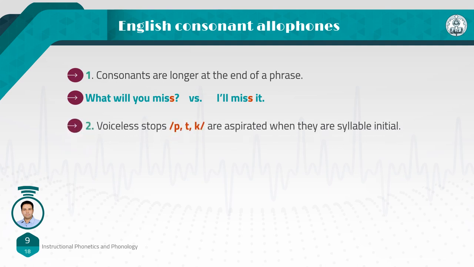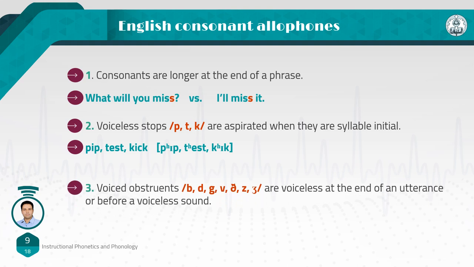Number two, voiceless stops p, t, k are aspirated when they are syllable initial. Examples: pip, test, kick. They are syllable initial, they are aspirated, and in the narrow transcription we show it by a small h above the voiceless stop.